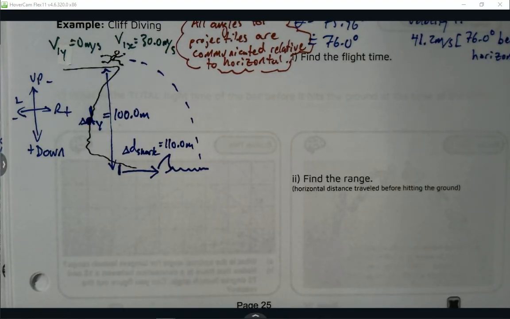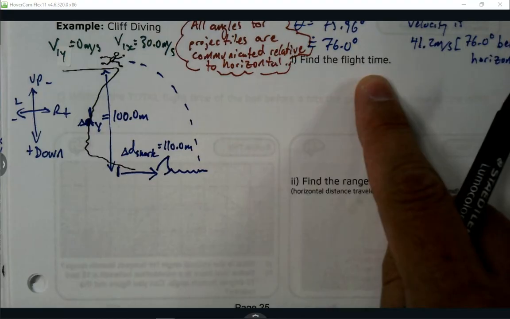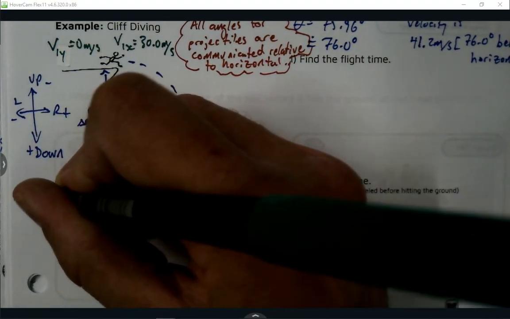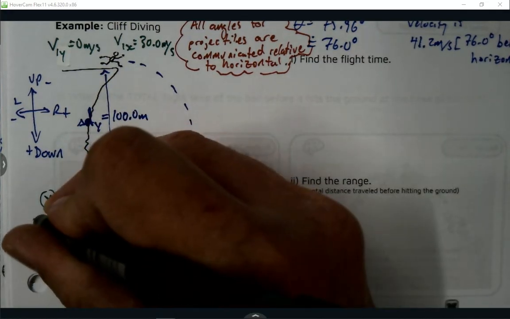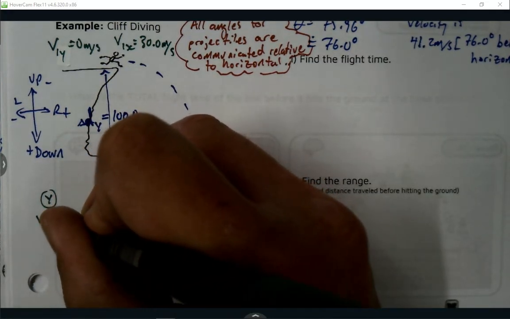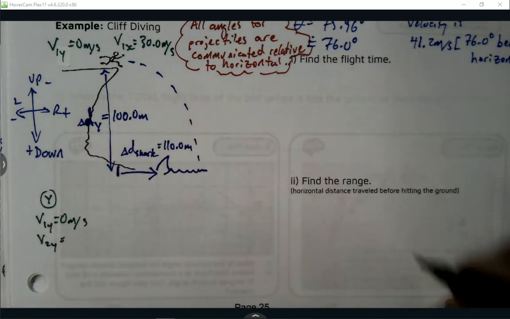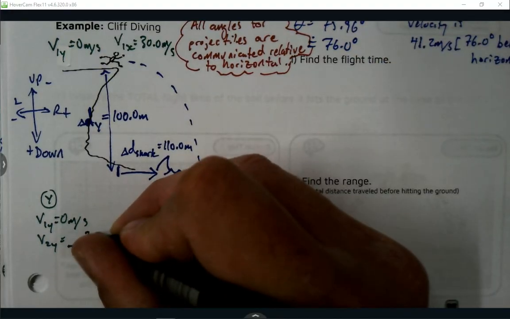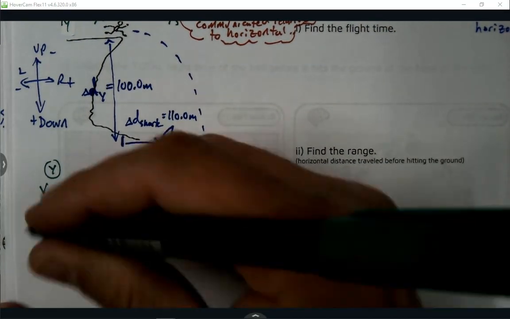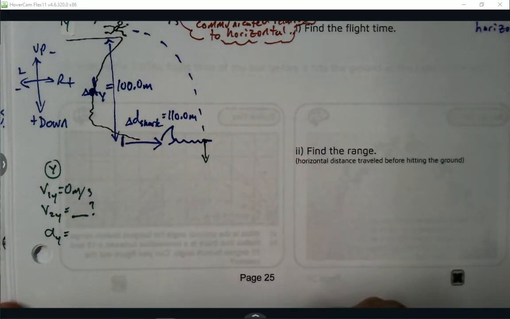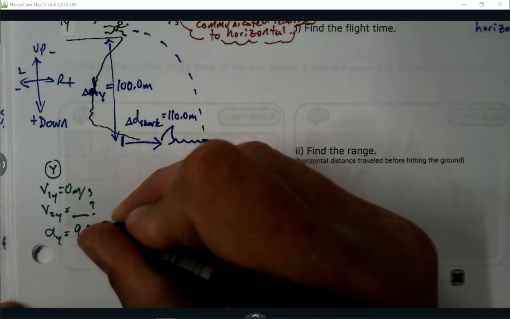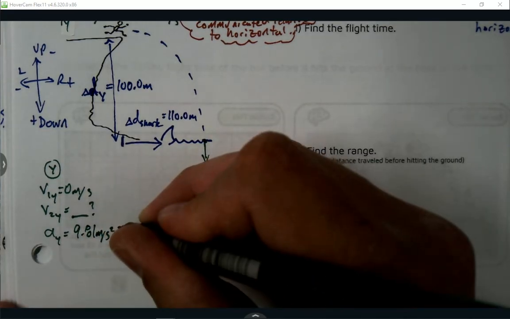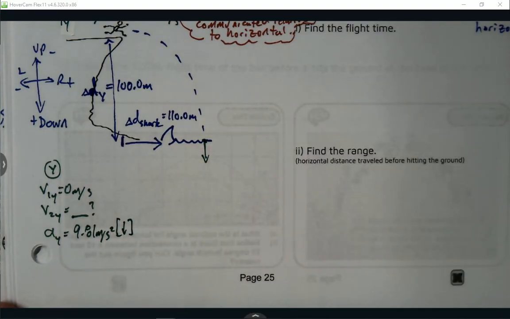So what we would like to do first, because it says here that we want to find the flight time. Before we do that, I'd like to take stock of what we know. In the y information, I know that the person's V1y is equal to 0 meters per second. Their V2y, when they splash into the water, I have no idea. Their acceleration in the y direction is 9.81 meters per second squared, and I guess I could have written that as a_g. Down happens to be positive.